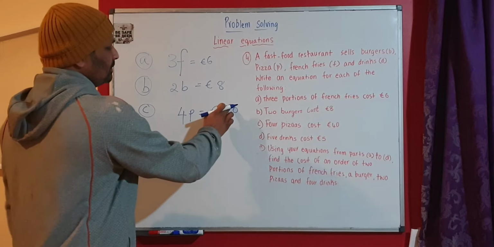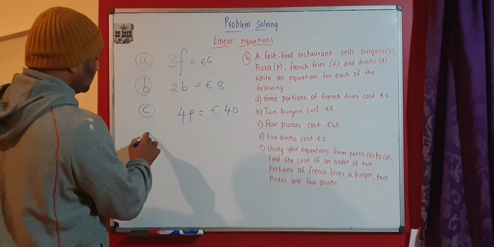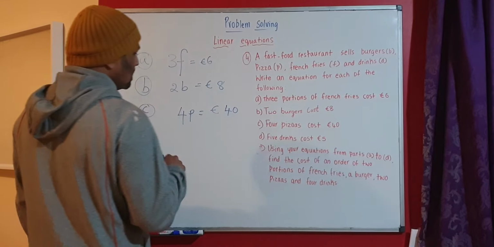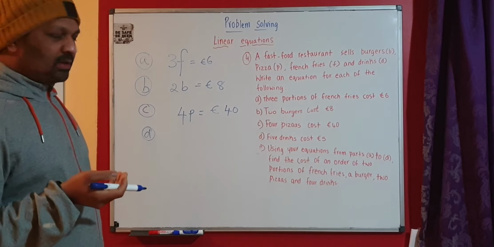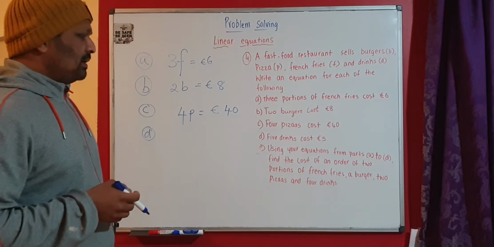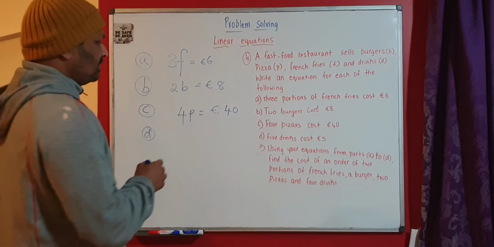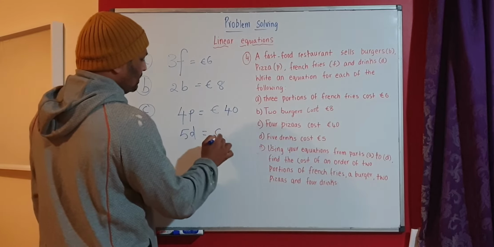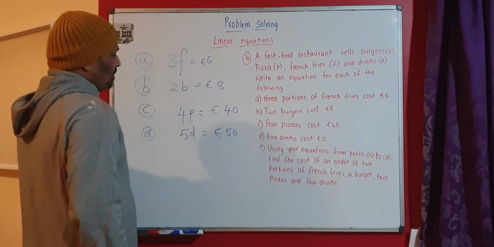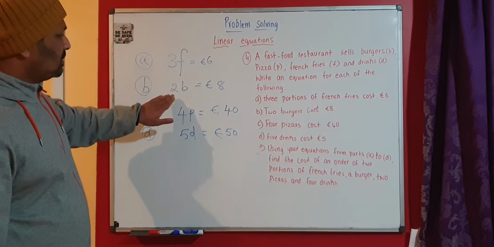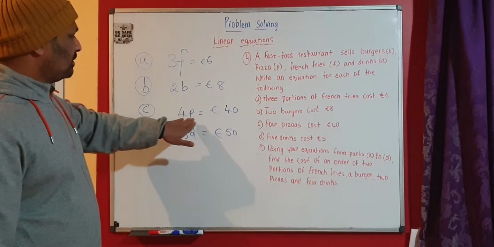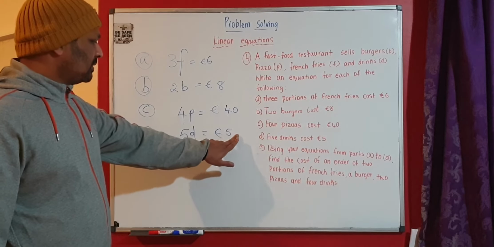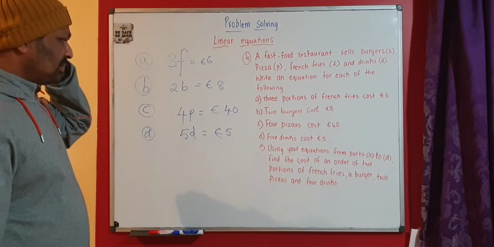And the next sum is 5 drinks cost €5. The cost of a drink you can consider as D, because that's the starting letter. So 5D is equal to €5. Alright, this is simple: 3 French fries costing €6, 2 burgers costing €8, 4 pizzas costing €40, 5 drinks costing €5. It's not 50.